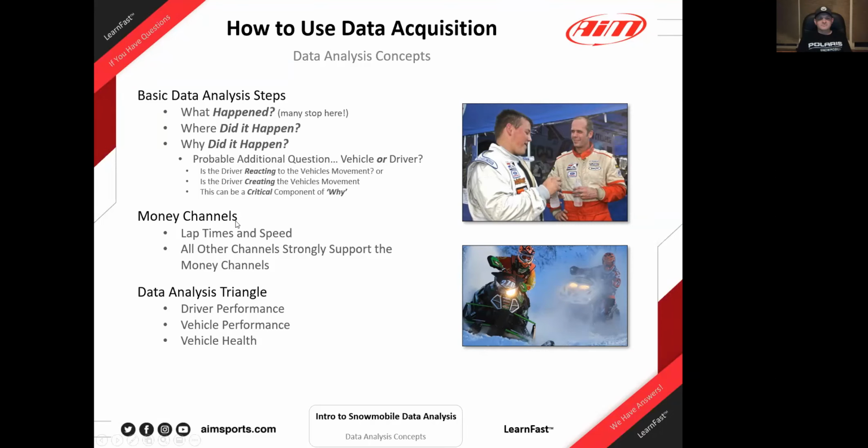I have something I call the money channels, real critical in data: lap times and speed. I put them in that order on purpose. Lap time is the bottom line. The miles per hour you're at on this corner or this straightaway is important, but that really is even building the lap time. So those two things are what I always focus on.